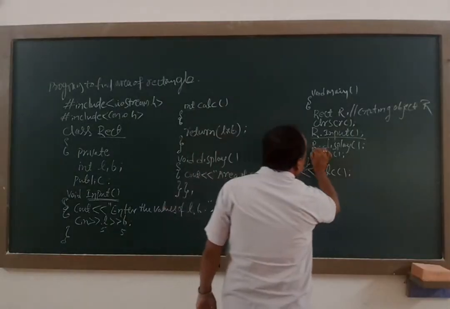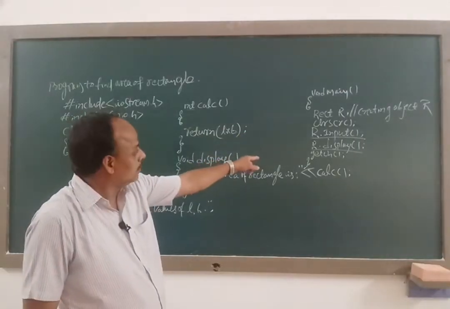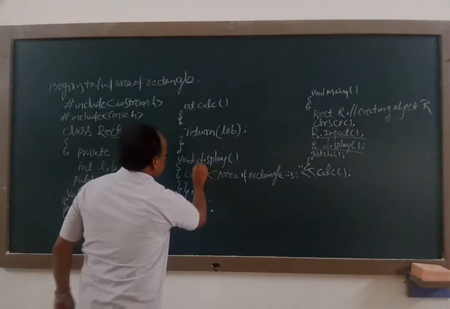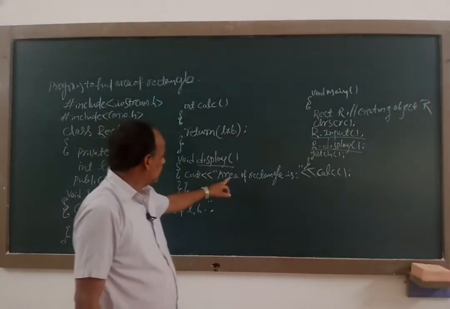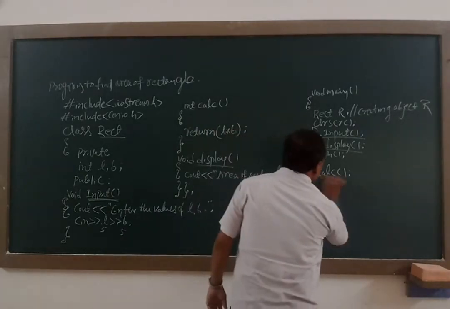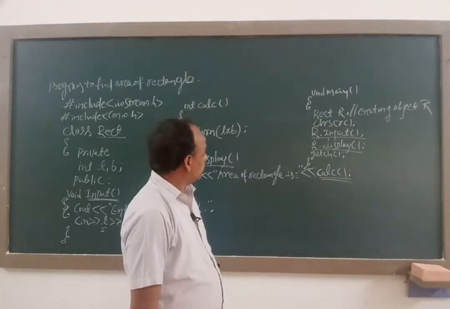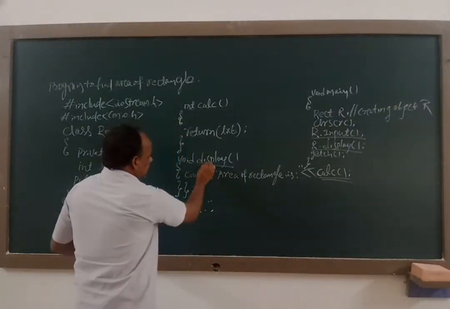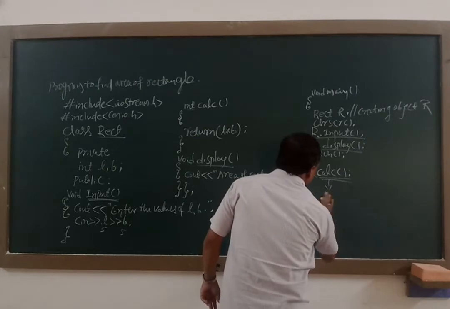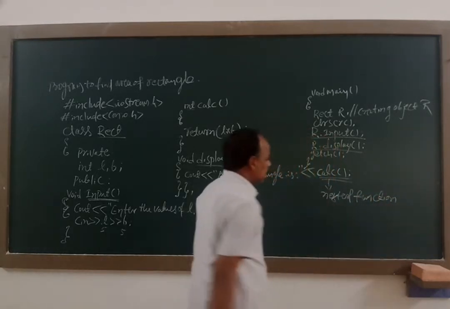What happens? R.display function. R.display function means with the help of object R, member function display is invoked, means cursor comes to the display function here. Here one cout statement is there, area of a rectangle is, this statement is printing. Afterwards one function is there, that is CALC open bracket close bracket, that is calculate function. This display function contains another function in it. It is called nested function.